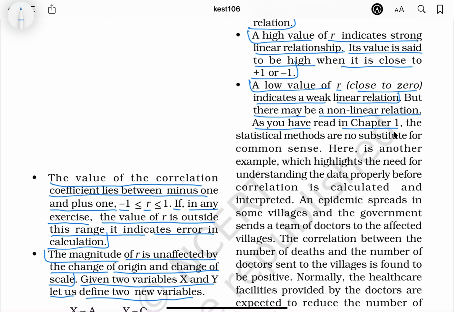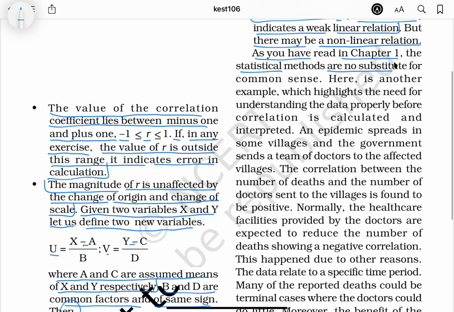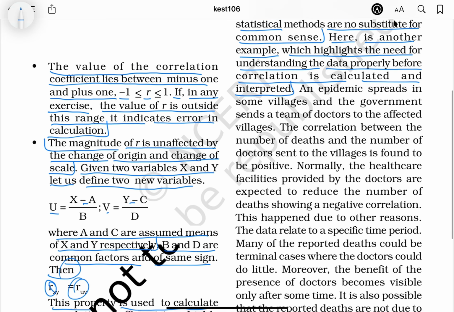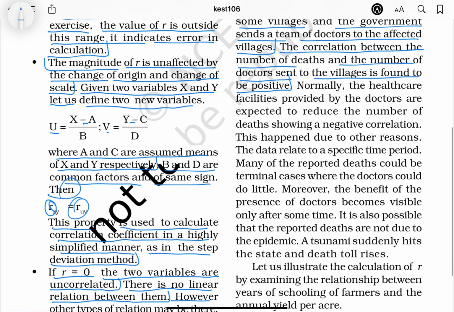As you have read in chapter 1, the statistical methods are no substitute for common sense. Here is another example which highlights the need for understanding the data properly before correlation is calculated and interpreted. An epidemic spreads in some villages and the government sends a team of doctors to affected villages. The correlation between the numbers of deaths and the numbers of doctors sent to the villages is found to be positive. Normally, the healthcare facilities provided by the doctors are expected to reduce the number of deaths, showing a negative correlation. This happened due to other reasons.